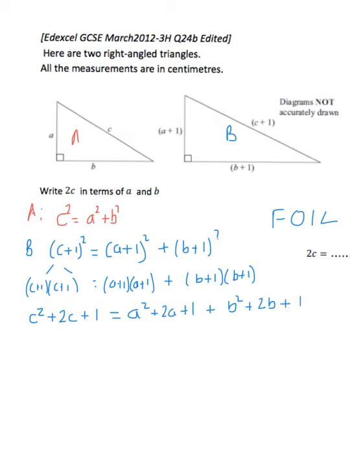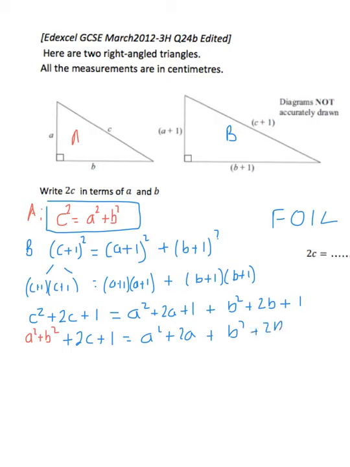Okay, now we want 2C in terms of A and B. So I don't need C squared, but here I know that C squared equals A squared plus B squared. So here I can say, okay, that's A squared plus B squared. Instead of C squared, I've written A squared plus B squared. Then I've got 2C plus 1 equals A squared plus 2A plus B squared plus 2B, and I've added 1 plus 1 to give me plus 2.